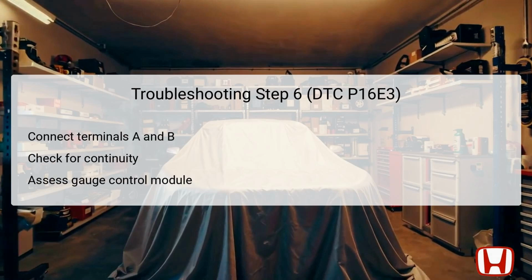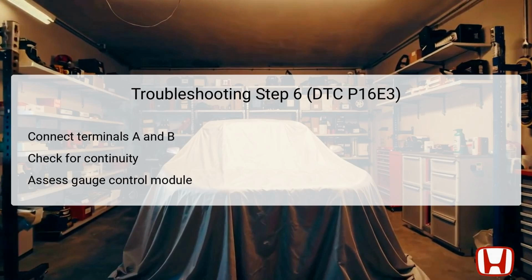In Step 6, you will be taking a more direct approach to determine if there are open wires within the LIN communication line. Start by connecting terminals A and B with a jumper wire, specifically the gauge control module's number 23 terminal to body ground. As before, check the continuity between the battery sensor's number 2 terminal and body ground.